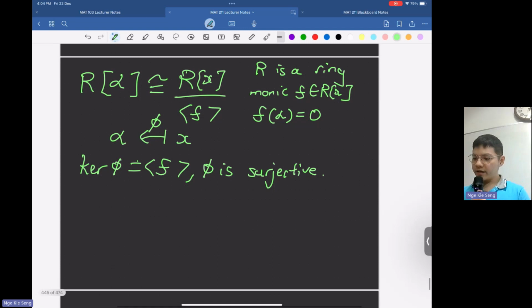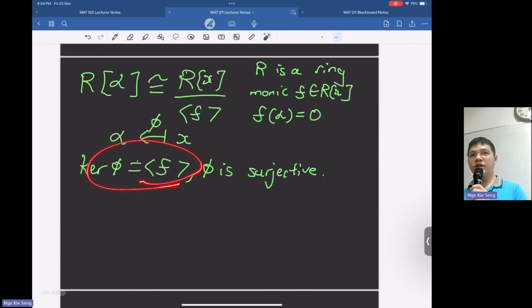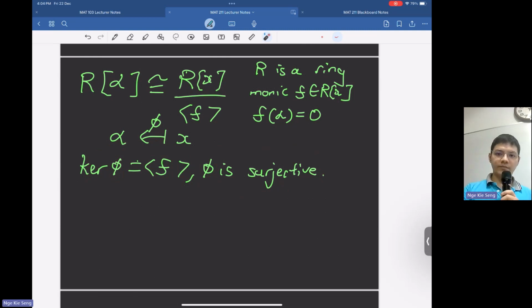So meaning, if I tell you the kernel is generated by this f, then you should check why it is true. If I tell you phi is surjective, why? Check it, prove it. You have to prove it. So this is the isomorphism.